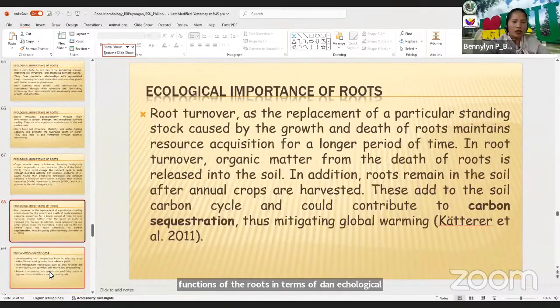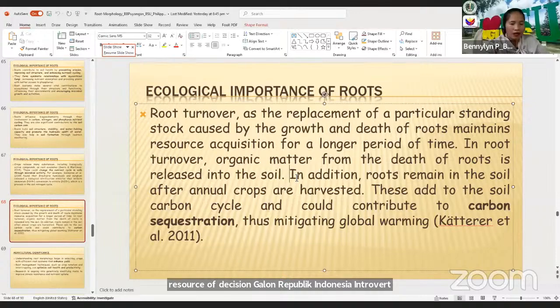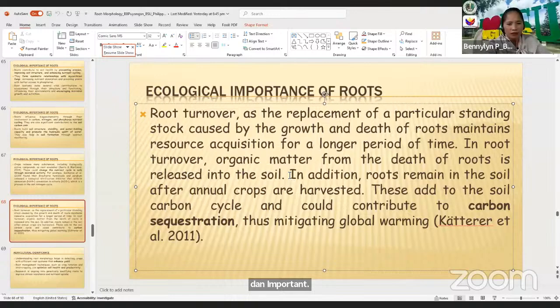There's another one here, which is root turnover. As the replacement of a particular standing stock caused by the growth and death of roots maintains the resource acquisition for a longer period of time. In root turnover, organic matter from the death of roots is released into the soil. Take note that organic matter is an important source of nutrients for the plant.